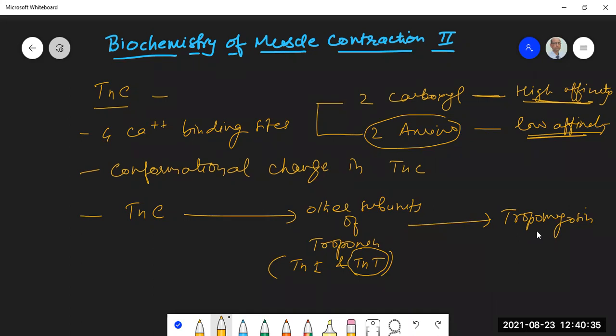If you remember the diagram from earlier, when tropomyosin undergoes a change in this particular way, it will shift its position, and now the S1 head of the myosin will be able to interact with the thin filament actin. And then the rest of the things will take place. So this is how the contraction of the muscle will take place.